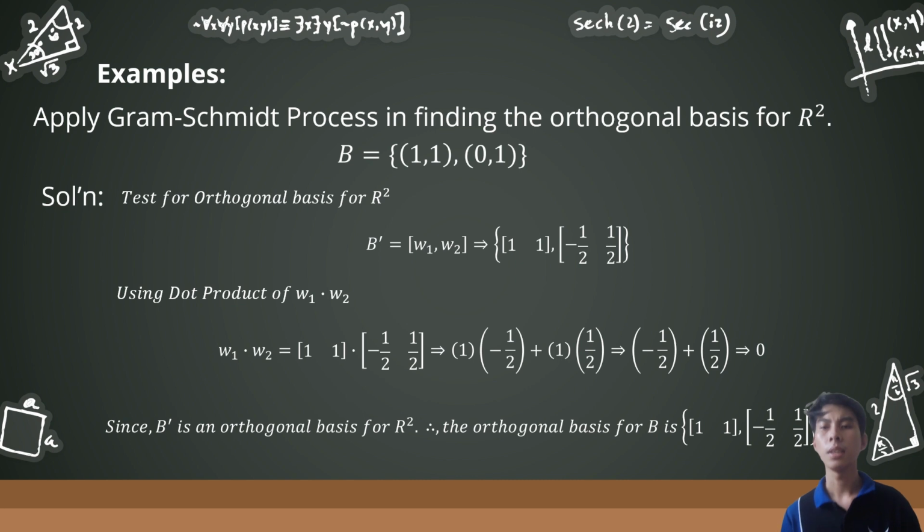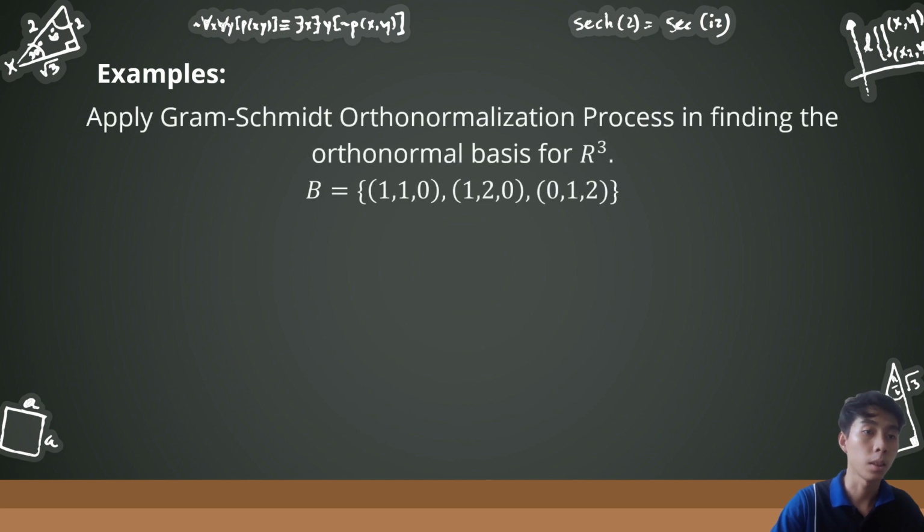As you can see, in this problem the only task that the question is asking is to find the orthogonal basis. So what if the question is asking for the orthonormal basis for R2? That's the time we use the third theorem of the Gram-Schmidt process. So we have here example number 2.